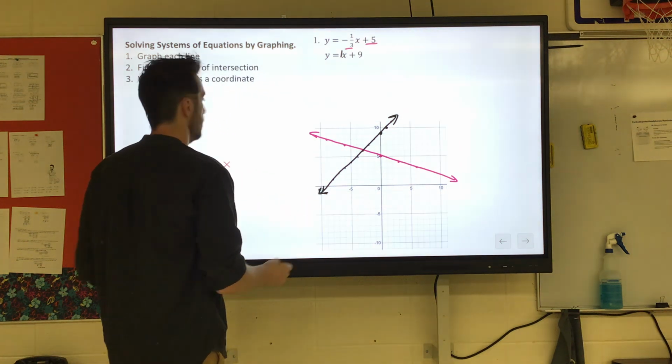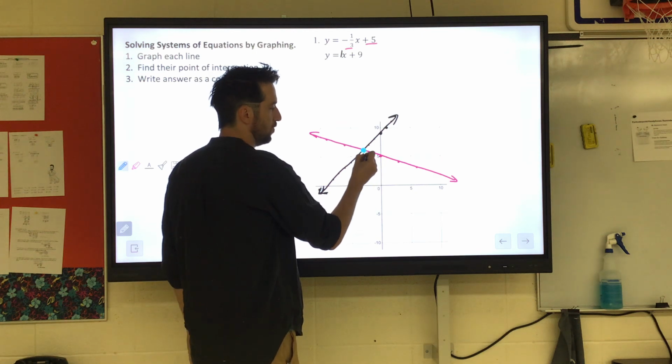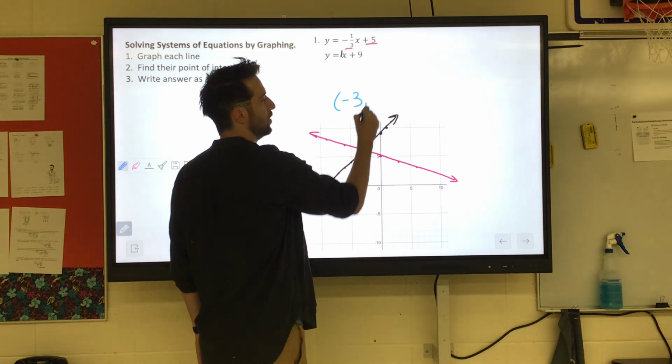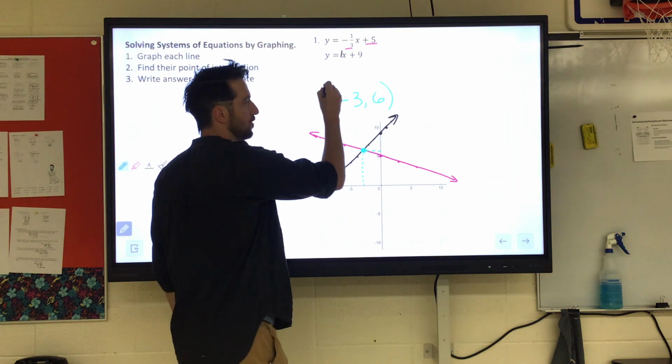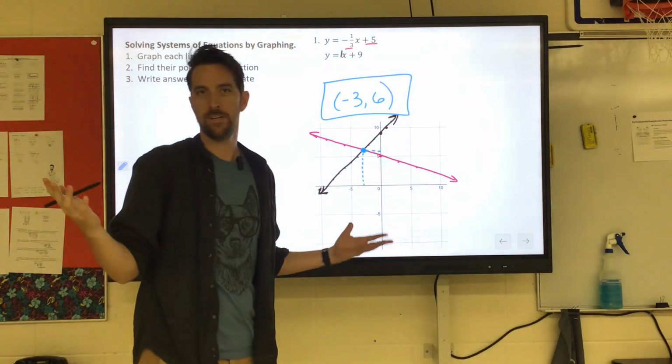There we go. So the point of intersection is right here. So we list that coordinate. Now that is to the left 3, so our x would be negative 3, and it's up 6. So our coordinate would be negative 3, 6. That's our answer. That's not too bad, right?